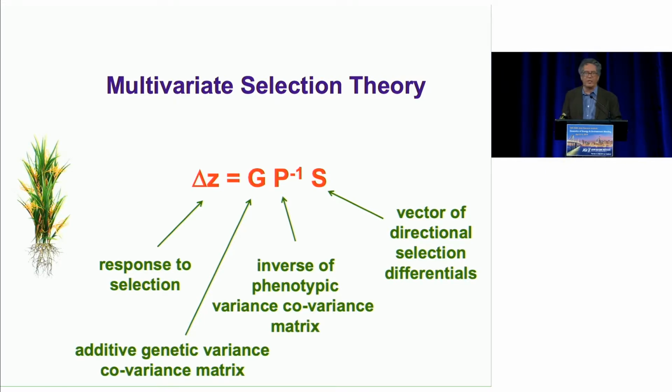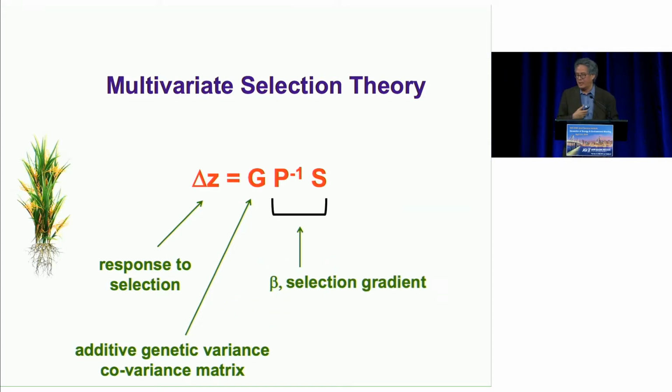Basically, in multivariate selection theory, the response to selection of a given trait is just a product of the genetic variance covariance matrix, that is the amount of genetic variation you've got in the population, the phenotypic variance covariance matrix, that is the amount of phenotypic variation, and this value S, which are the selection differentials, that is the strength of selection. So how much you can move a trait to the next generation has to do with how much genetic and phenotypic variation there is in that trait and how strong your selection is. So that's simple. That's classic quantitative genetics. And the inverse of the phenotypic matrix and the selection differential actually together make up what's called the selection gradient.